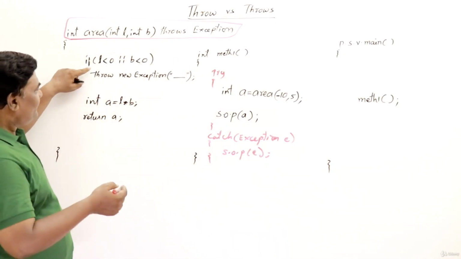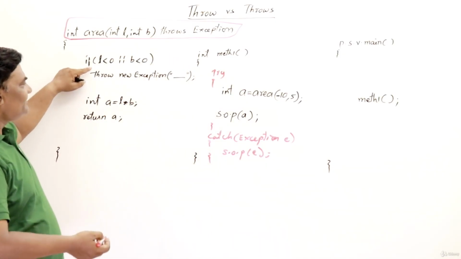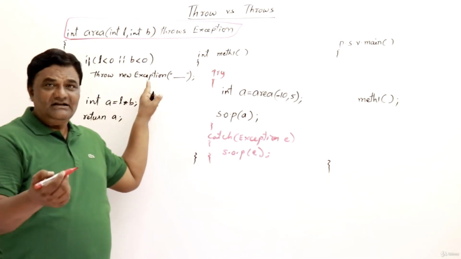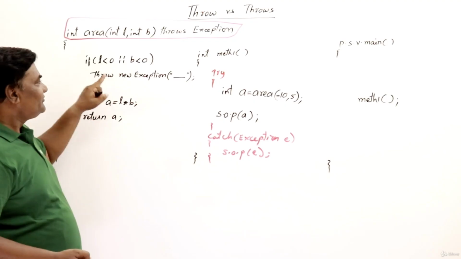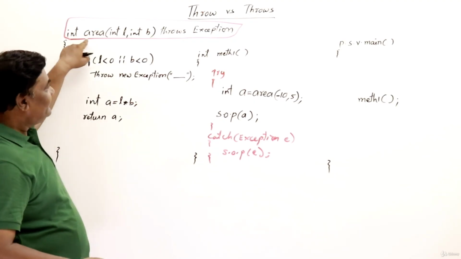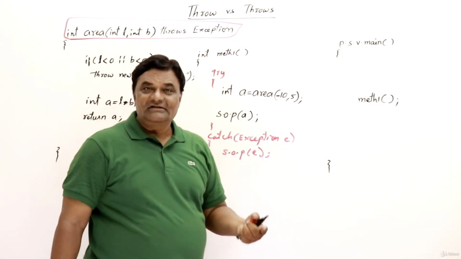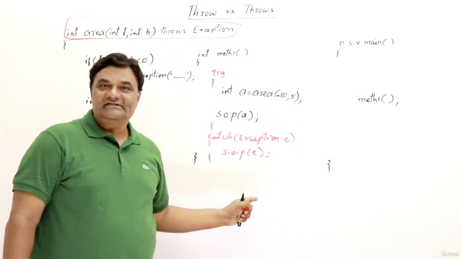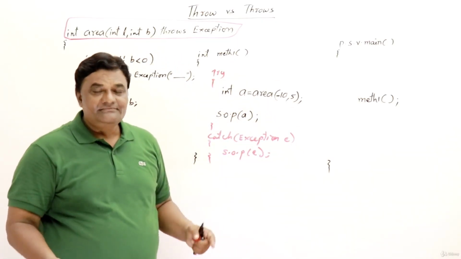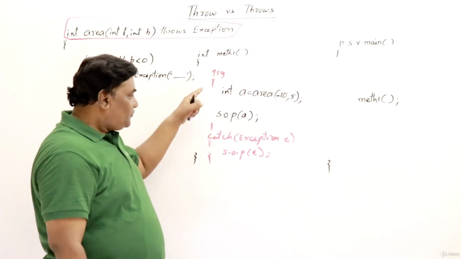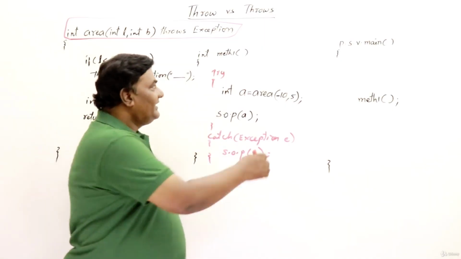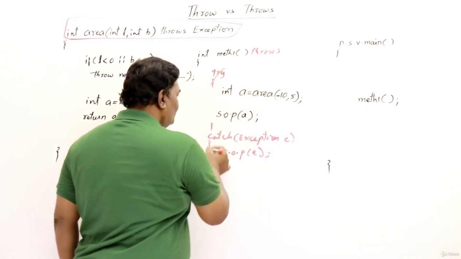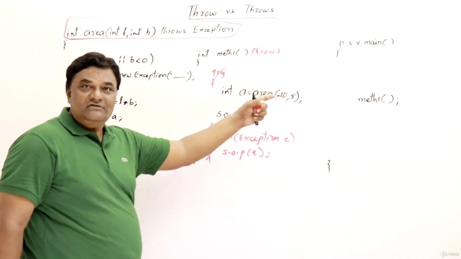See, you can check your own conditions, and based on your conditions, you can throw exceptions. You can create an object of the built-in exception class, and you can throw it. When you are throwing from a method, in the signature you should declare that this method throws exception. So the calling method must catch that exception. That's all. And one extra thing: if you don't want to catch here also, write throws here.